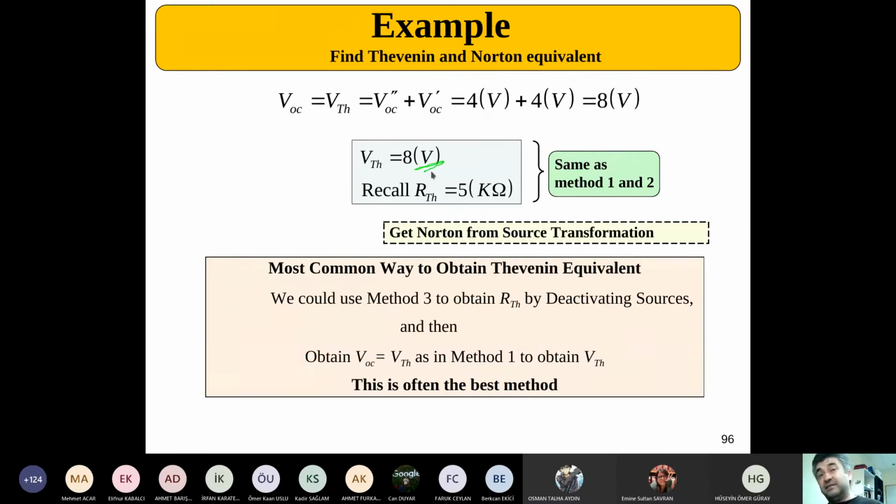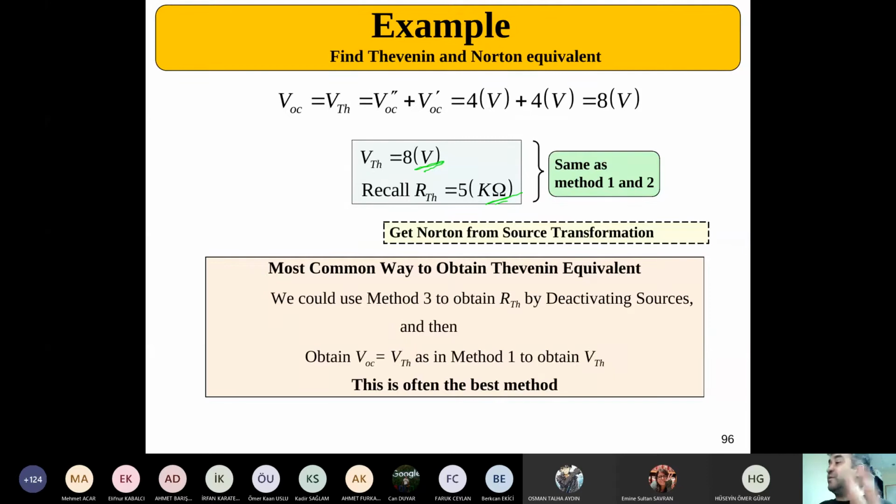See, we got exactly the same values as we had on the previous two methods. 8 volts for the Thevenin voltage, 5 kilo ohms for the Thevenin resistance. All three methods can be used for the analysis of circuits and finding the corresponding Thevenin and Norton equivalent circuitries.